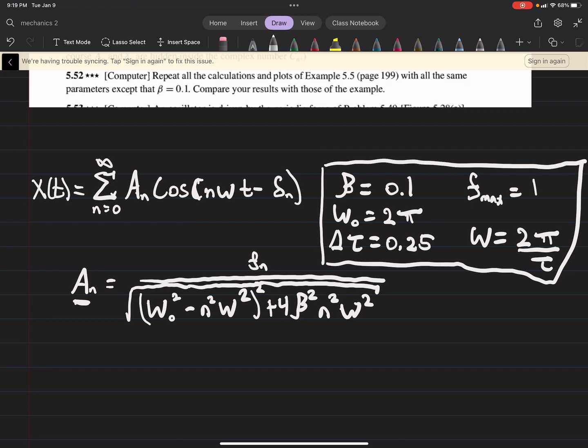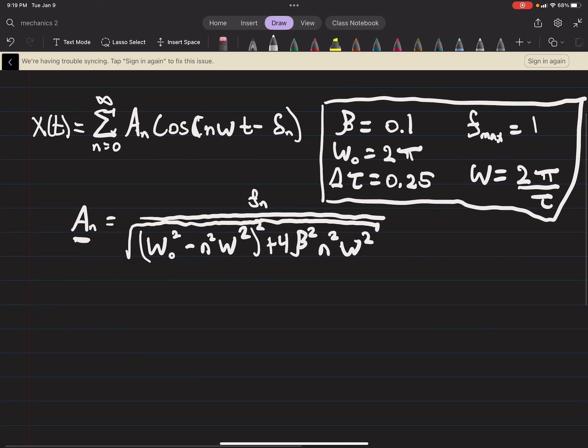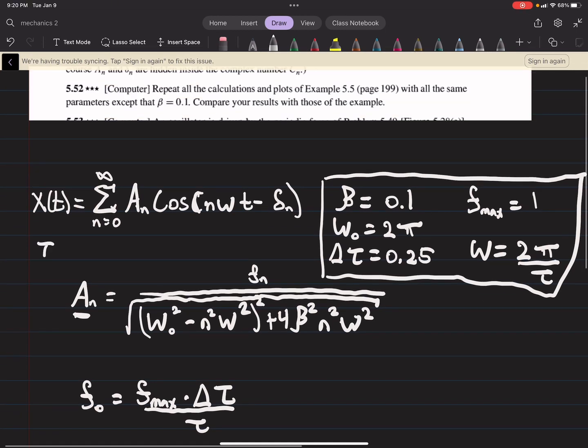So that's all this. And let's see, what else is there? Oh, well, we don't know what f sub n is, right? We don't know what f sub n is, but thankfully we have an equation to find f sub n. So f sub n, which I think they call a sub n in the textbook, can be found, first off, f sub naught is f max, so that max that was given to us, times delta tau divided by tau. Okay? And so we're going to start with tau equals tau naught, just as an example.